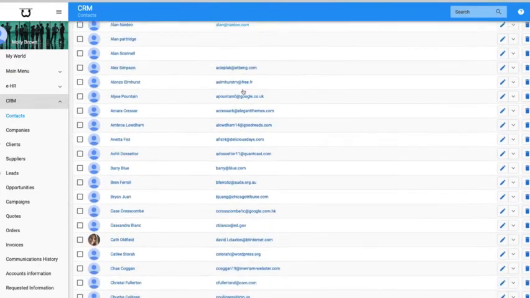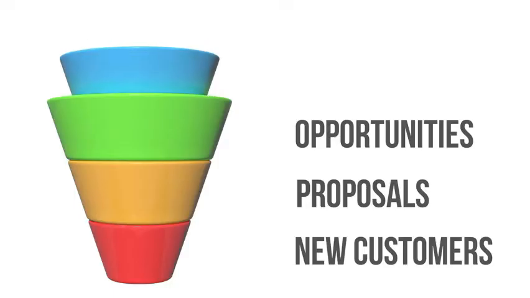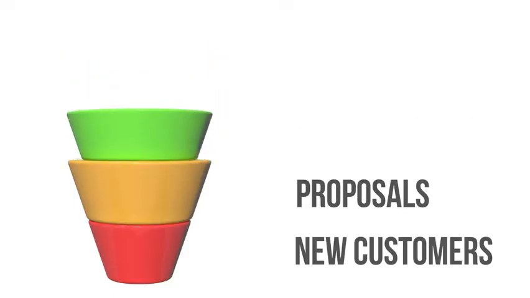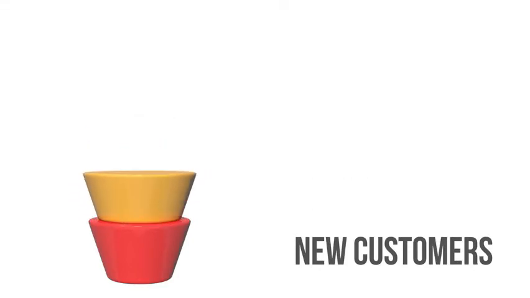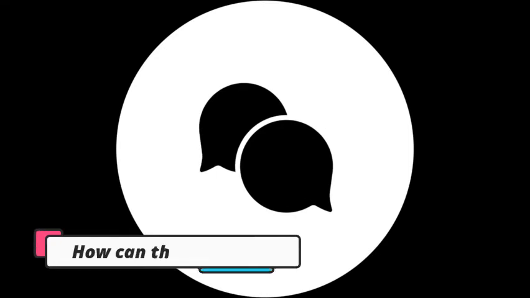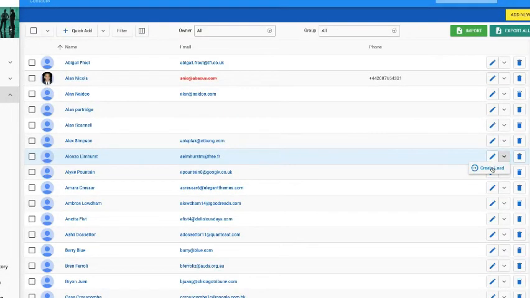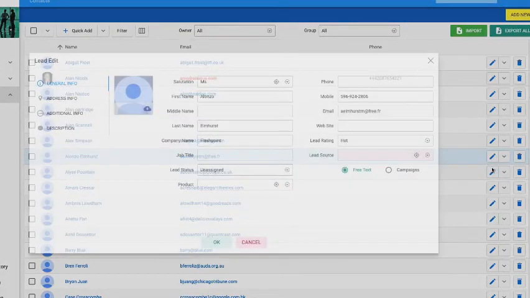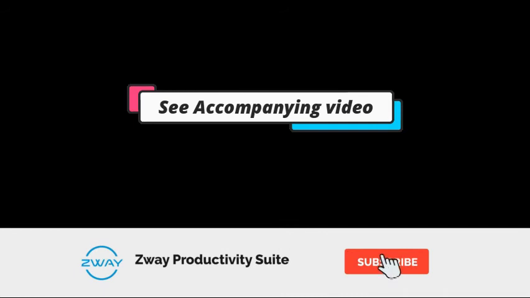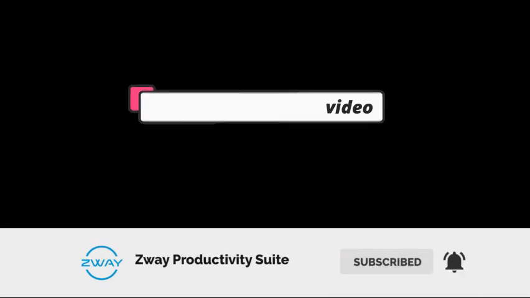All of this can be tracked and recorded in Zway. People that unsubscribe from your campaigns will enable you to slowly strengthen and refine your funnel. Sooner or later, one of these contacts will make an inquiry about how your products can help them. Create a lead and start your sales funnel. See the accompanying sales funnel video to show you how.